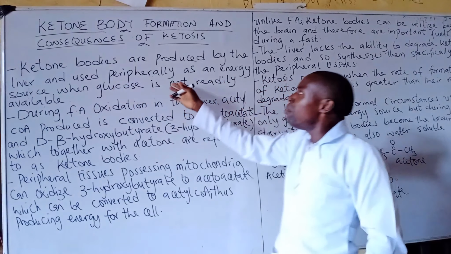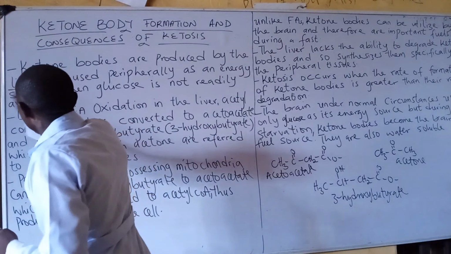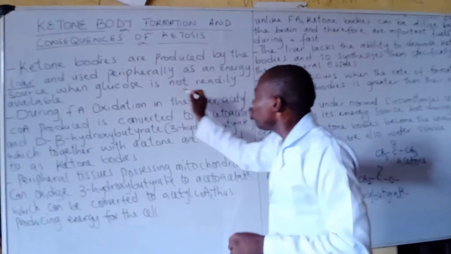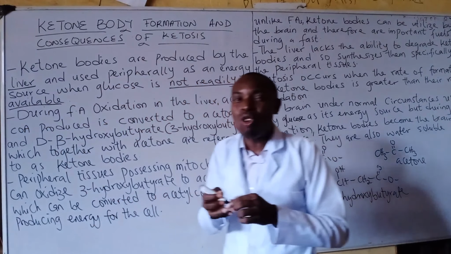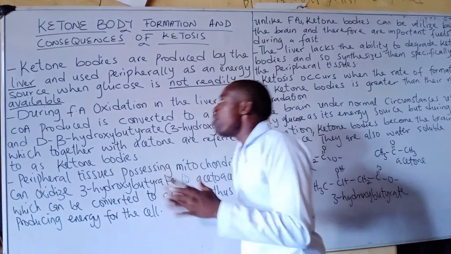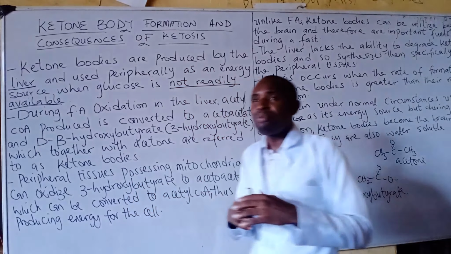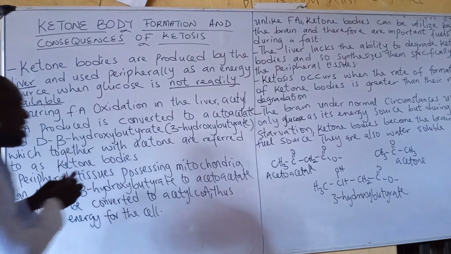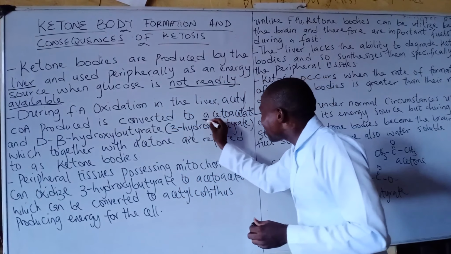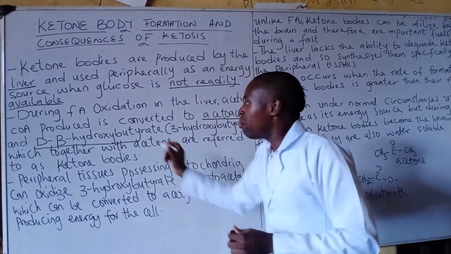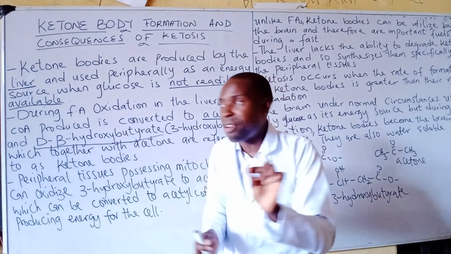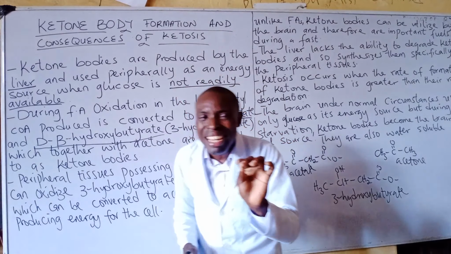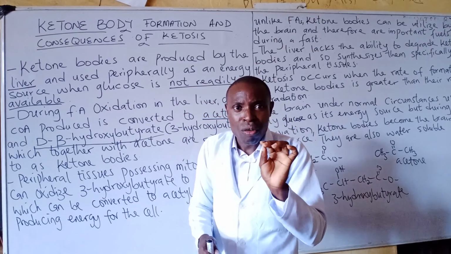Now, what are ketone bodies? Ketone bodies are produced by the liver and used peripherally as an energy source when glucose is not readily available. That is when you have undergone excessive fasting. We can also define ketone bodies as follows: during fatty acid oxidation in the liver, the acetyl-CoA produced is converted to acetoacetate and D-beta-hydroxybutyrate, which is also called 3-hydroxybutyrate, which together with acetone are referred to as the ketone bodies, meaning we have three major products of the ketone bodies.